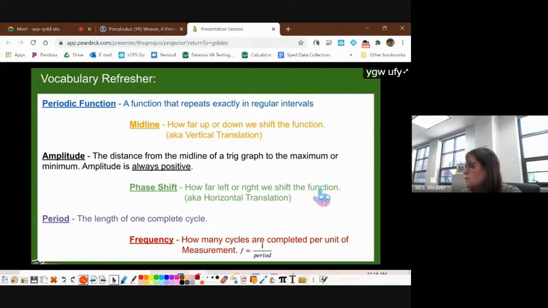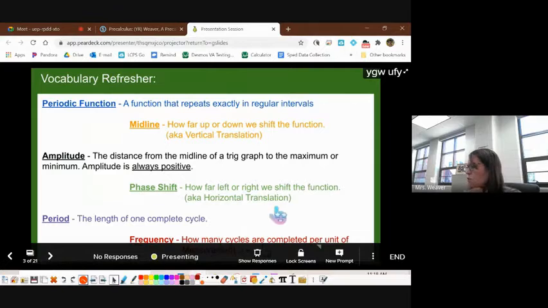Phase shift is how far to the left or right we shift the function. That's also known as the horizontal translation. The phase shift is going to be our C value inside with the x, just like our I-hop over rules. Inside is a horizontal shift in the opposite direction. So that's going to give us our phase shift or horizontal shift. The period is the length of one complete cycle. That's how long it takes to complete a cycle. And the frequency is how many cycles are completed per unit of time.